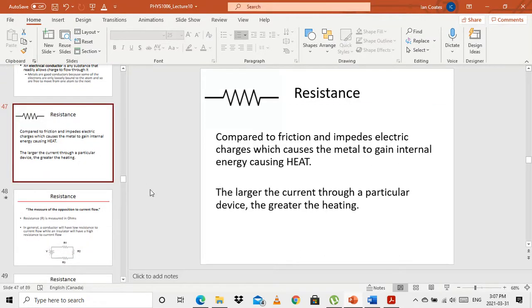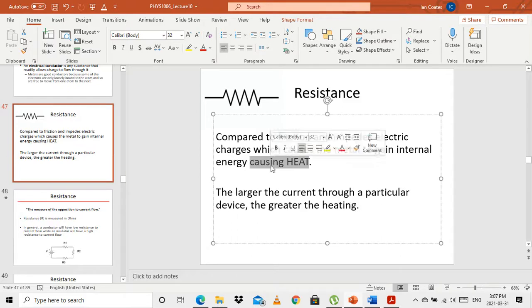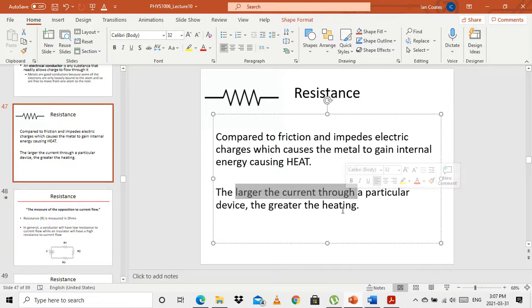Getting back to resistance, compared to friction, it impedes electric charge, causing heat. We don't want things to heat up. The larger the current through a particular device, the greater the heat. Kind of makes sense, right? If I want to pump more electrons through this, there's a chance that it's going to get hot real quick.